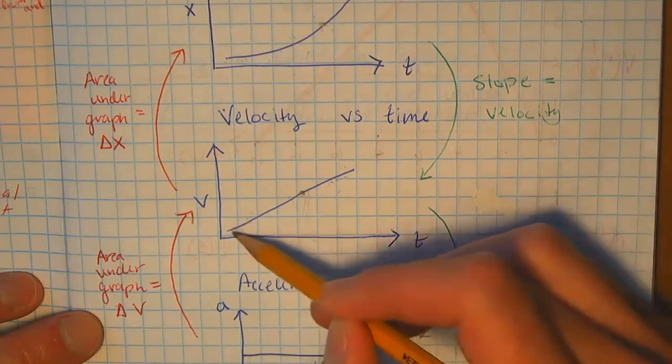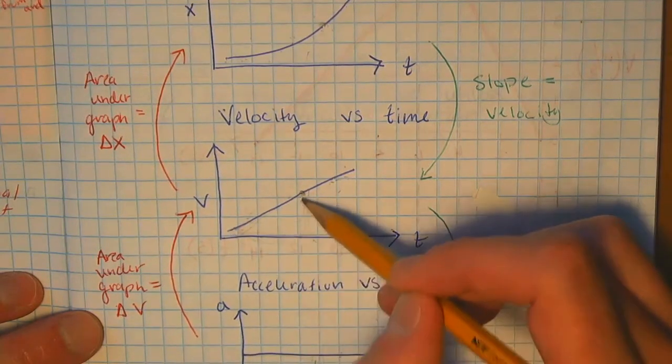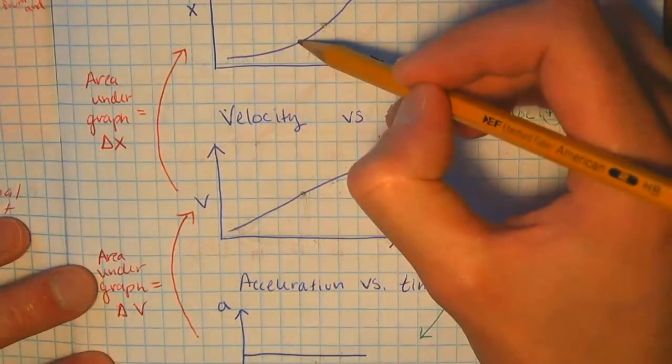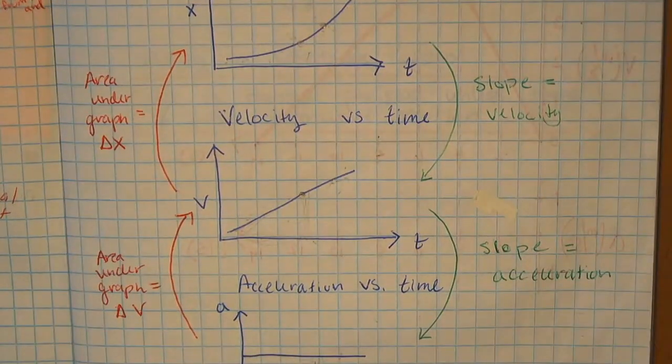And if I had found that the area underneath the curve right here, which would be a triangle, so 1/2 base times height, was, let's say, 10, that would mean that I had gone 10 meters right here. So that's what those notes are trying to tell us.